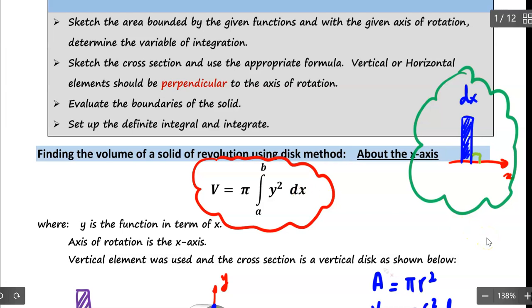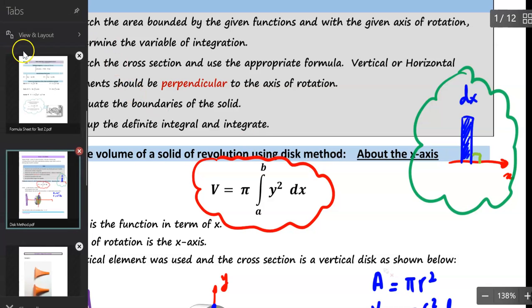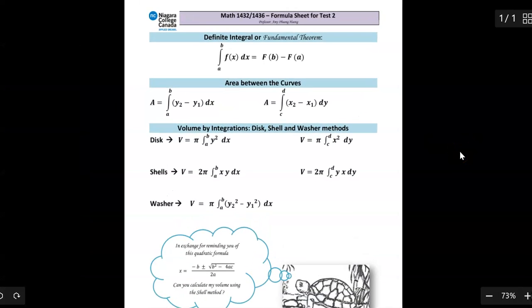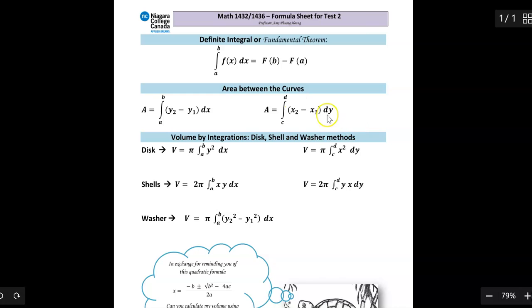Okay, so for now we only have to deal with this formula, but later on we have a few formulas and we have to know which one to choose. Alright, so let me go back and show you this. I developed this sheet for everyone. Okay, so on the sheet here, you see that you are going to have the definition of the fundamental theorem of calculus. So this is to find the definite integral.